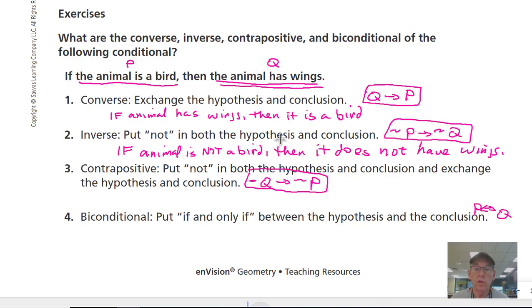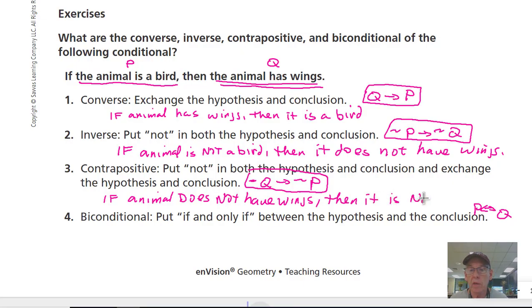The contrapositive, you flip the order, so you have Q, P and it's not Q, not P. So here's our Q. So if the animal does not have wings, then it is not a bird. And there we have put the negatives in, and we also interchange the Q and the P's.